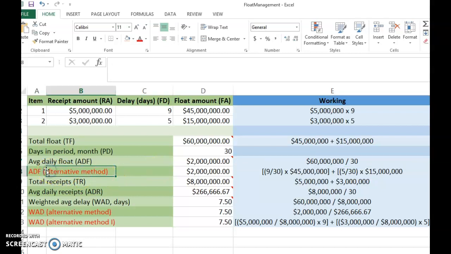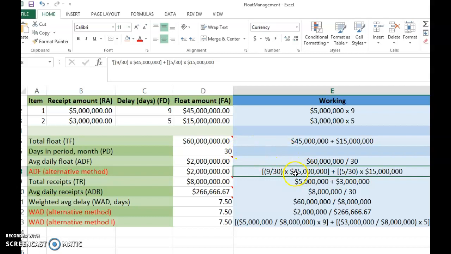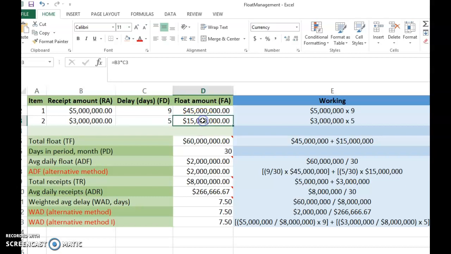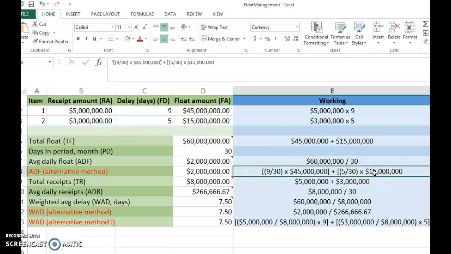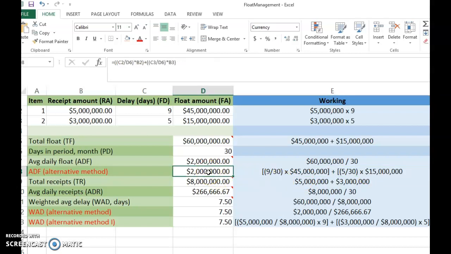Now there is an alternative method to compute the ADF, or average daily float, and this is how you do it. 9 over 30, that means 9 days out of 30 days, you have a float of 45 million. Then 5 days out of 30 days, you have a float amount of 15 million. Therefore, you will have 2 million. So this is another way of computing the average daily float, and you get the same answer.